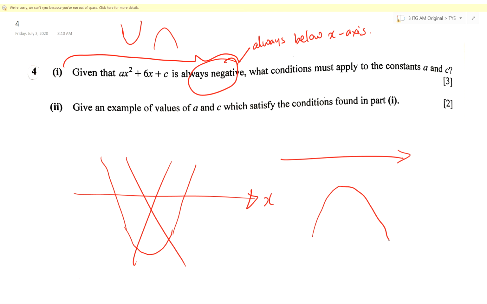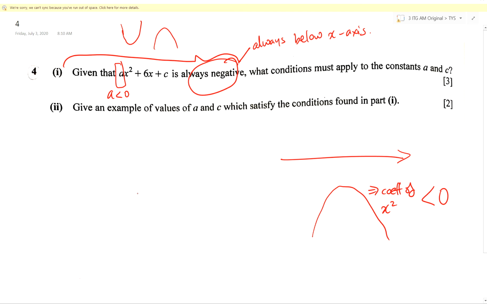What can you tell me about the coefficient of x squared? Less than 0. So here we have one of the requirements. A must be less than 0 for it to be a parabola opening downwards.